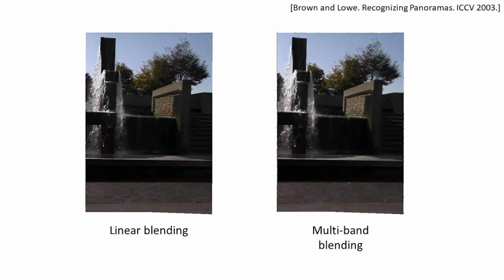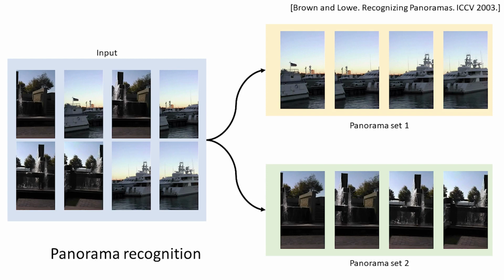Then, for the blending step, I implemented Brown and Lowe's multi-band blending approach. Effectively, instead of blending directly, we first construct a Laplacian pyramid for each image and perform blending on a level-by-level basis. One last extension I worked on was to implement Brown and Lowe's panorama recognition algorithm.